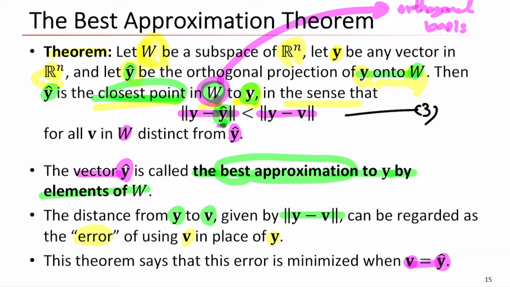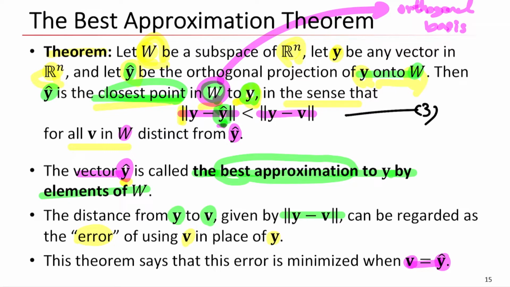In this sense, the length of y minus y hat is smaller than the length of y minus v for all possible v in W. So it means that y hat is the closest point in W to the given vector y. In this case, the vector y hat is called the best approximation to y by elements of W.